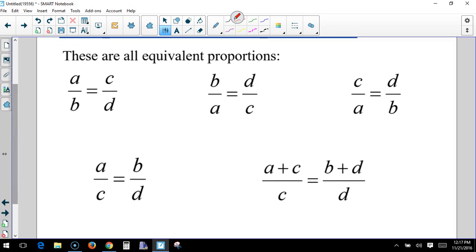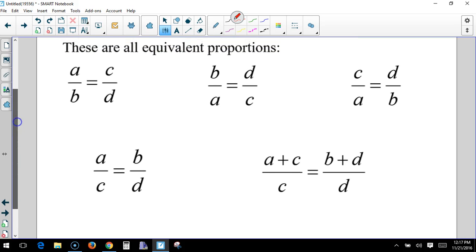So these are all equivalent proportions. Every one of these. Okay? These are all different examples. A over B equals C over D. Well, what's the difference here? Look. A is on top of B and C is on top of D. All we did here was turn them upside down. That's like the model car. If we say inches to feet or feet to inches.